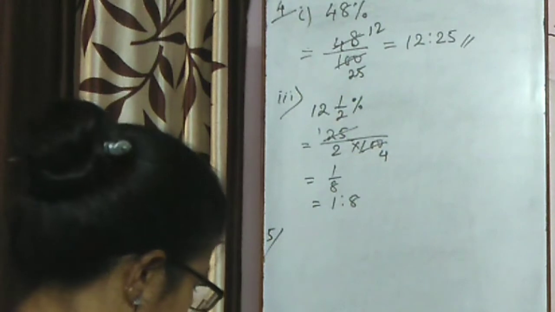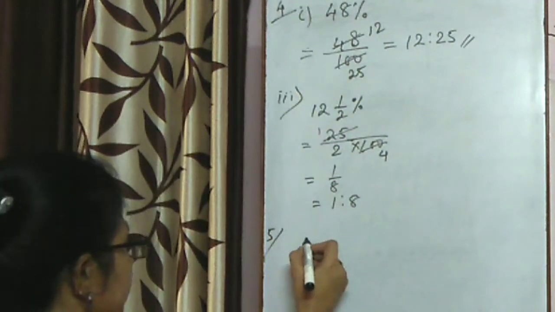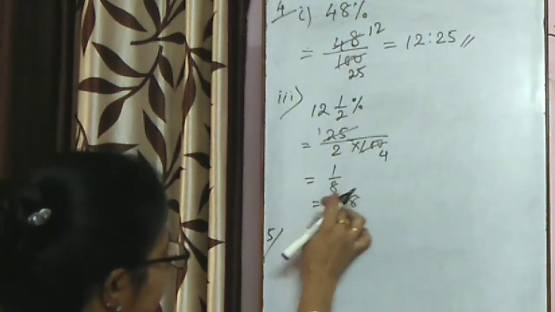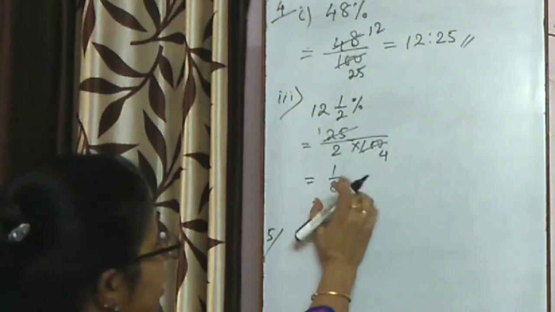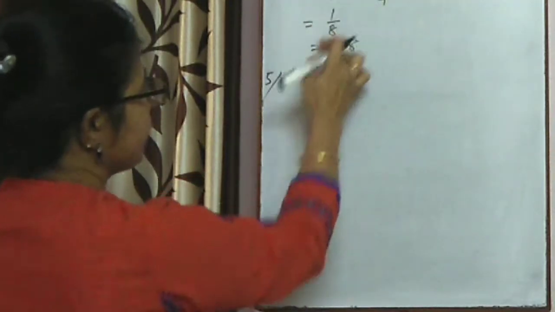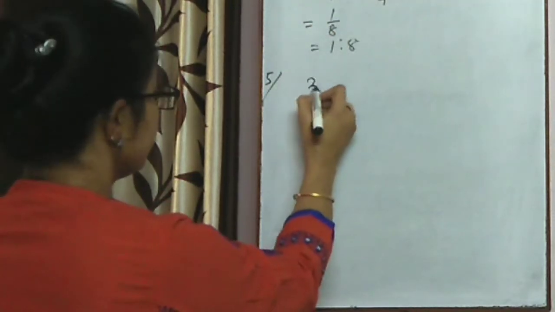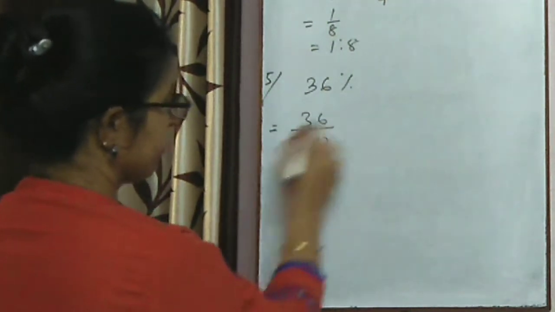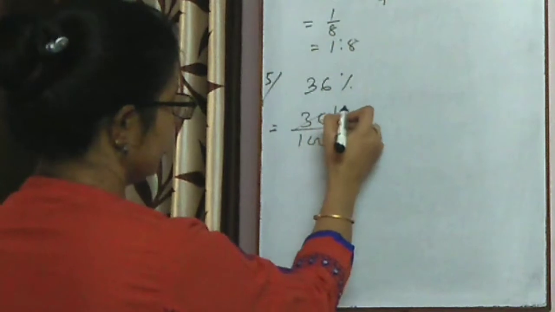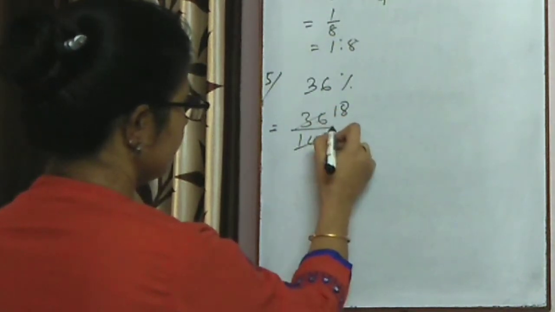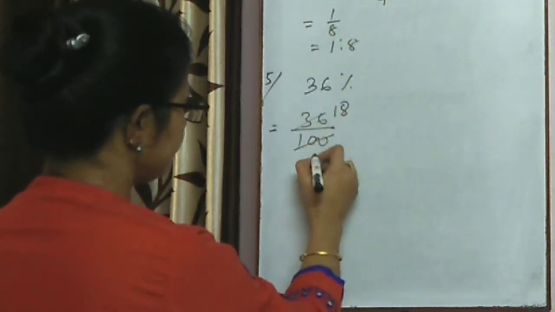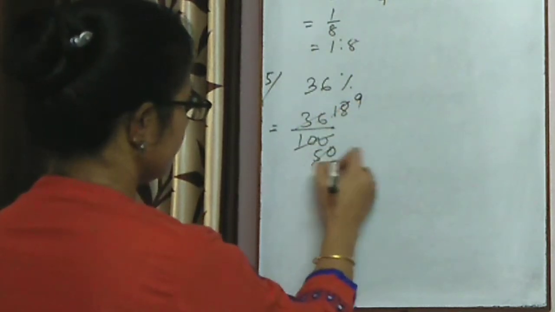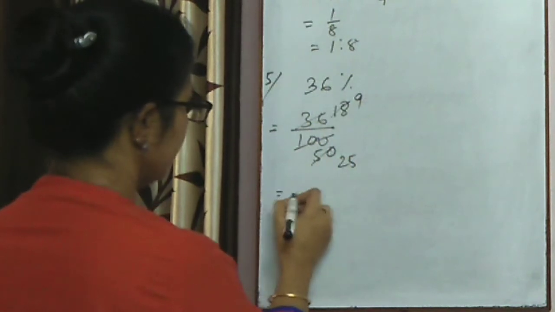Express each of the following as a fraction. Same. What I have done here, if you don't write the last line, then it will come as a fraction. The same thing has to be done. 36%. So by 4 also you could cancel. Leave it as it is.